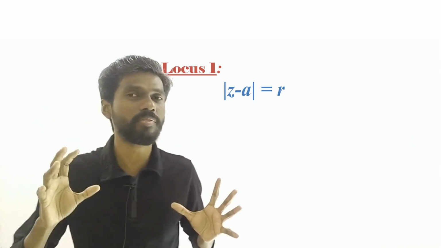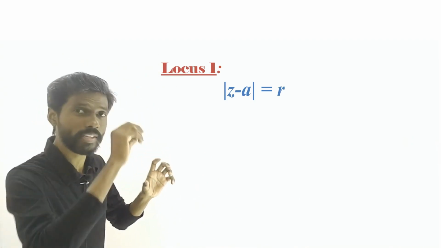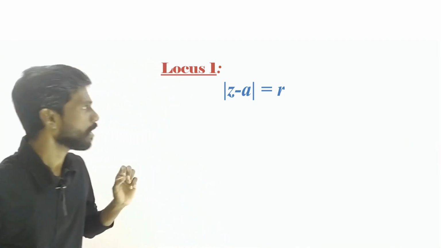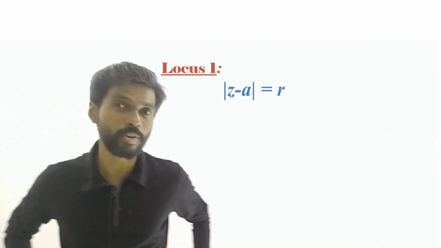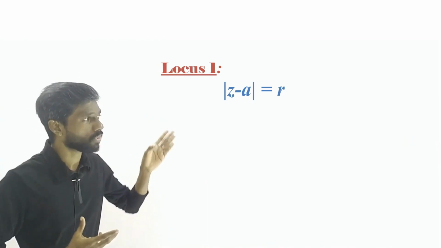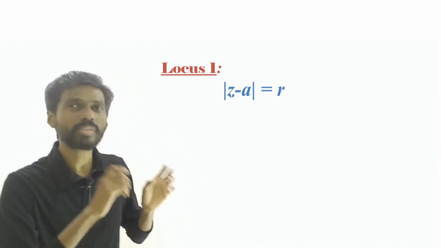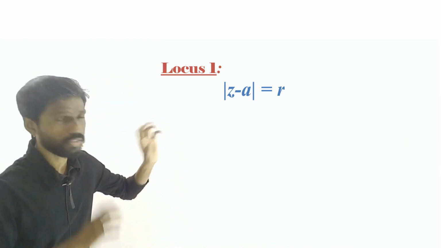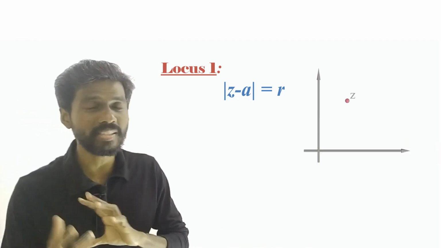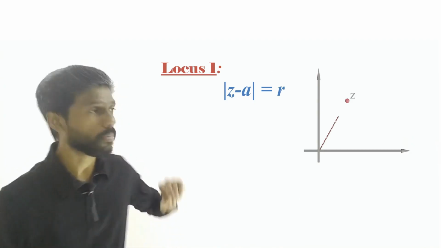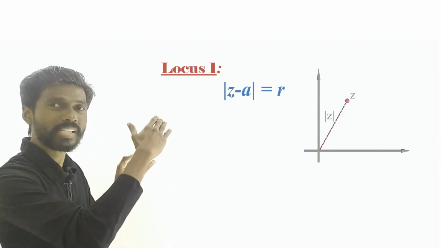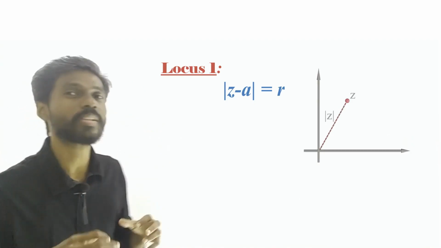So for different values of z, we have different points. Joining all the points, we get a curve. What kind of curve will we get? Now we have to understand the geometrical meaning of modulus. Modulus of z means the distance of the complex number from the origin. From the origin, the complex number is at a particular distance, and that distance is called the modulus of z.